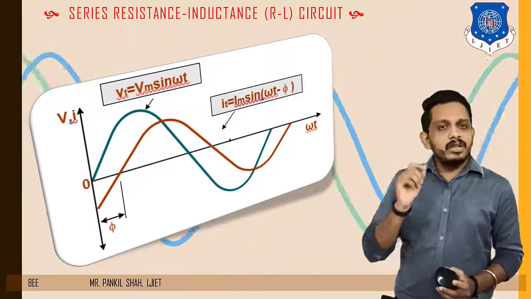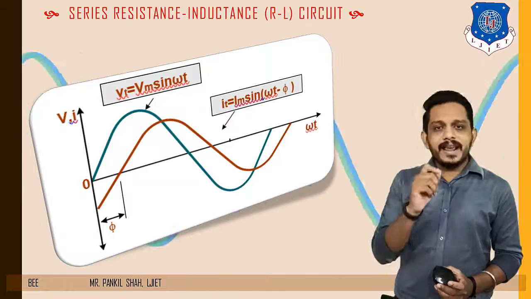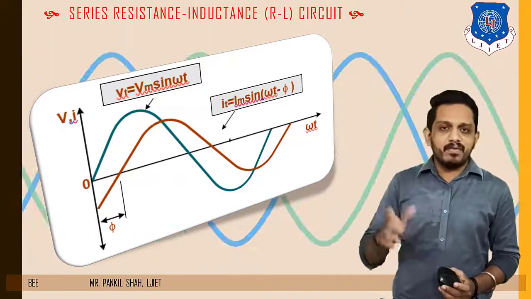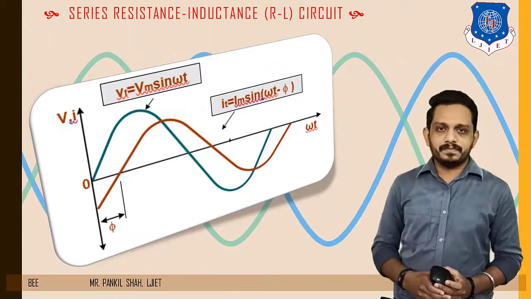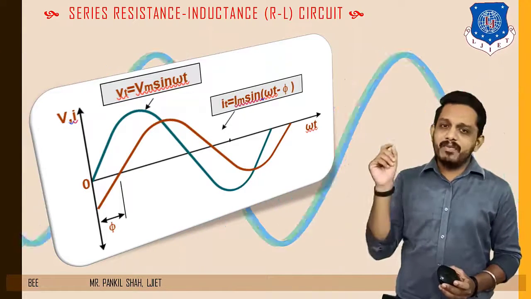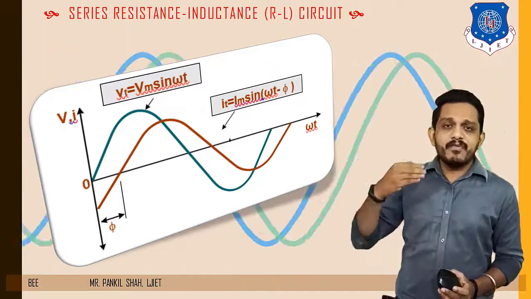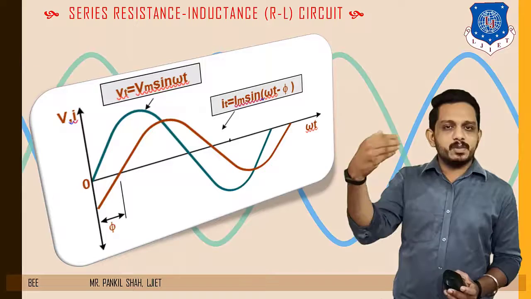Now we have to draw the waveform of current, but we know that current is lagging behind the voltage by 5 degree. That means current will not start from 0 and will not complete at 2 pi, but current will start after 5 degree of the voltage has started.